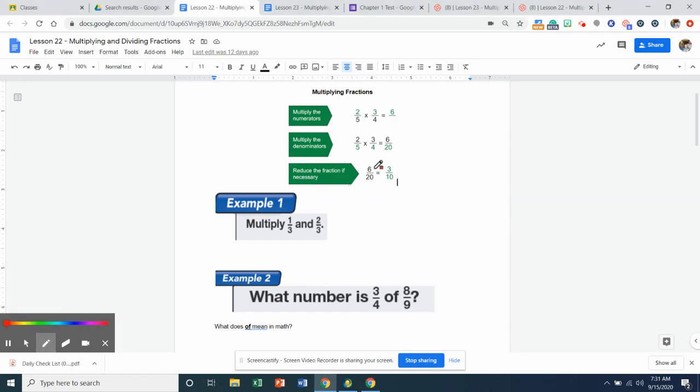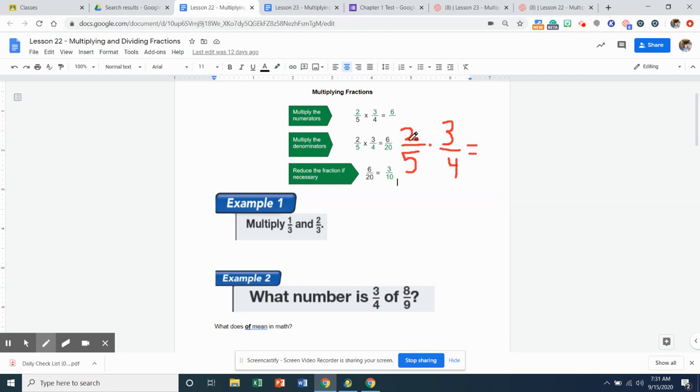I'm going to try to write this with my pen. So, if I had 2 over 5 times 3 over 4, okay? I can look at this problem.